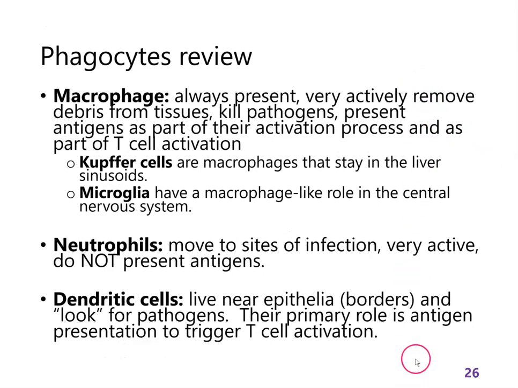So these are the major phagocytes to know. You might also remember that endothelial cells can do phagocytosis, but we don't really know why. Macrophages are everywhere. They're involved in a lot of things. They do antigen presentation. Neutrophils come to the site of infection and fight. That's all they do. Dendritic cells look for pathogens, and then they take pieces of them to T cells to present them to the adaptive immune system.